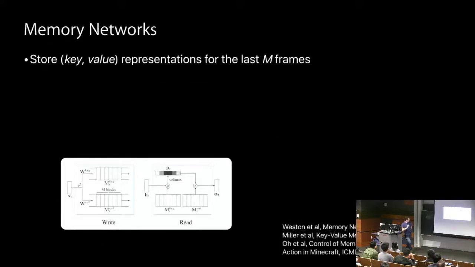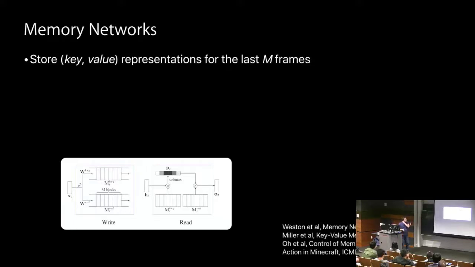Now, coming back to our problem, let's say the navigation problem, one thing you can do is store, as key and value, just the frame representations for the last m frames. So I have a buffer of m things, and I'm just going to store what I've seen in the past m frames.